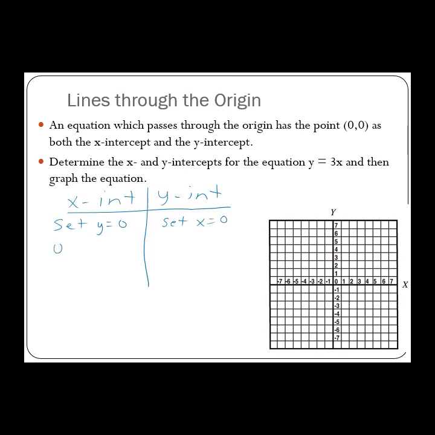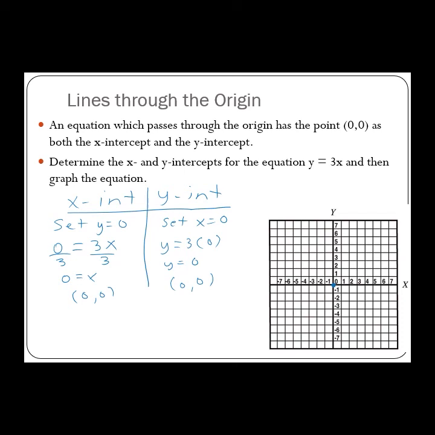When I set y equals 0, I get 0 equals 3x. I divide by 3, I get 0 equals x. And I get (0, 0) is the x-intercept. And when I set x equals 0, I get y equals 3 times 0, y equals 0. And I get the same exact point. So finding the intercepts is not enough to graph this equation. I don't have enough information. I can't just slap some line down.